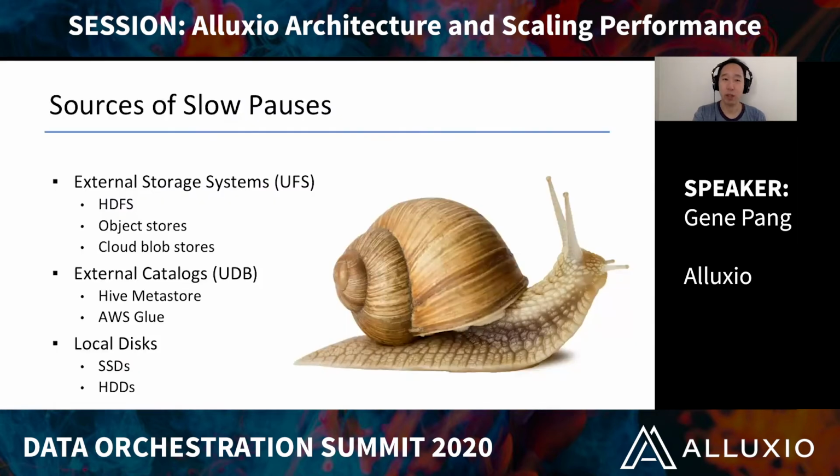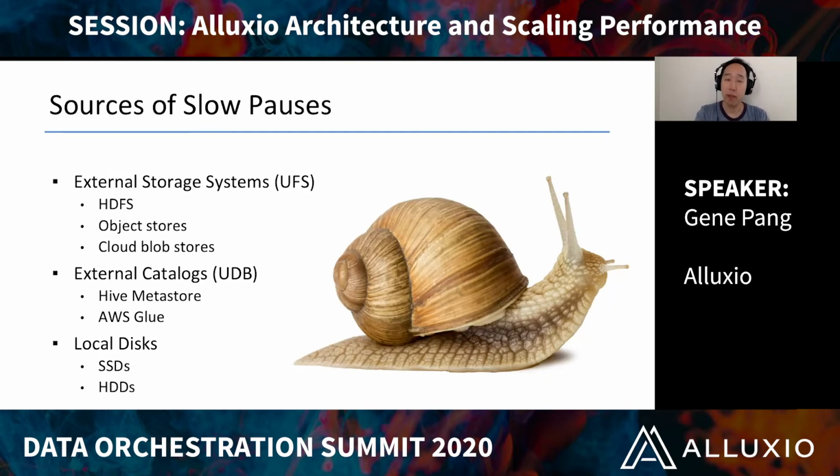In Alluxio data orchestration, here are some causes and sources of these types of pauses. First of all, Alluxio is a data orchestration framework for different storage systems. So the actual external storage systems, what we call UFS, are one source of pauses and slowness. These include any storage system like HDFS, object stores, cloud storage. There are a lot of different types of storage systems that Alluxio can work with, and they will typically always go over the network and could potentially cause delay.